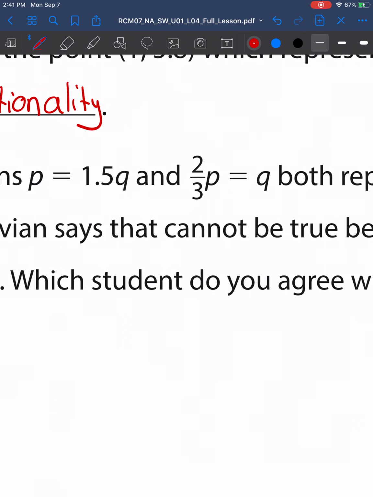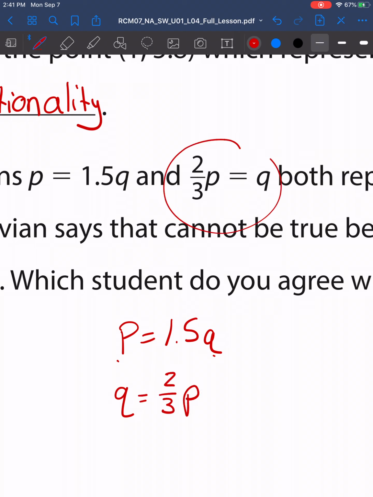Okay, are these different equations? Let's go find out. She's saying P equals 1.5Q. Pretend that's our y and that's our x. And then this other girl is saying, I'm just going to rewrite this a little backwards. I'm going to say Q equals 2/3 P. Now, you guys, isn't this the same as this? It's just I switched their places. Yeah, it is. So, why do you think one girl is saying it's the same?